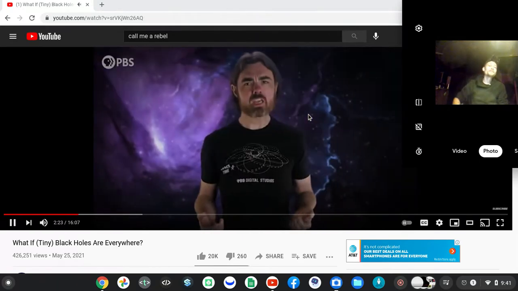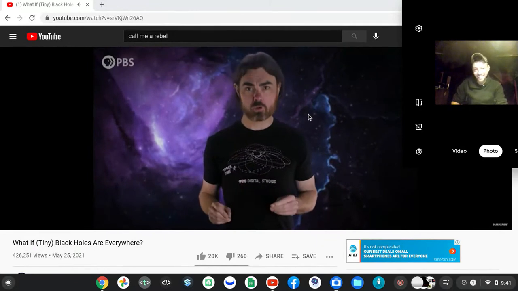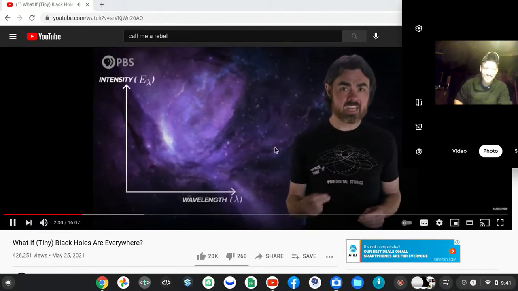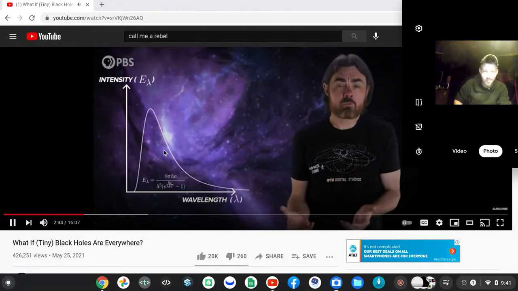Hawking even figured out what that radiation should look like. It should be thermal. The distribution of particle energies should follow a black body spectrum, as though the black hole had a real temperature.